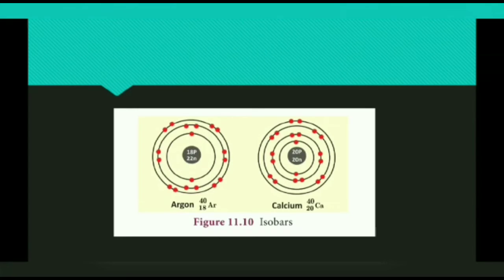For example, argon-18-40 and calcium-20-40. Here the atomic numbers are different, argon and calcium. The elements are also different, isn't it? But the mass number is argon 40 and calcium also 40.